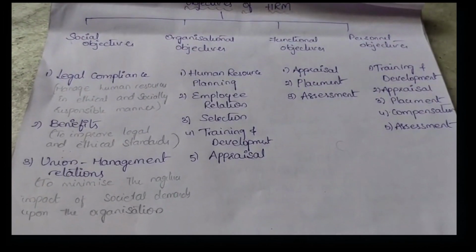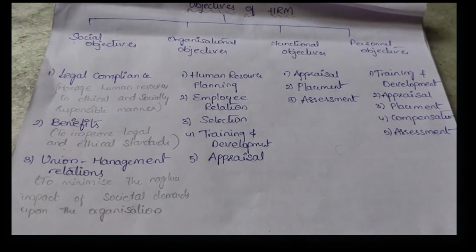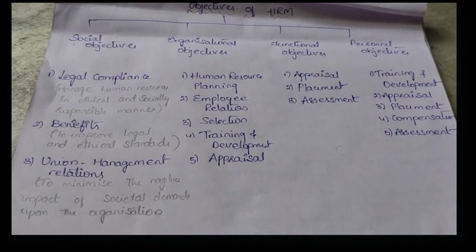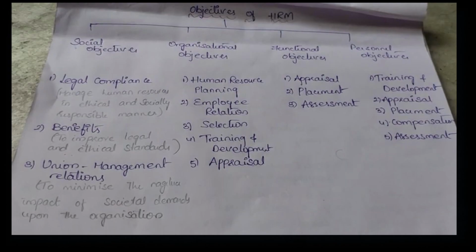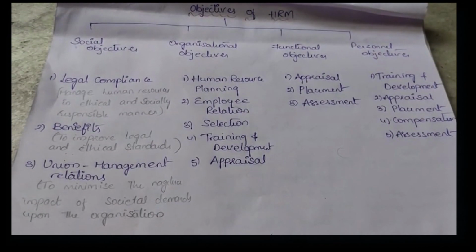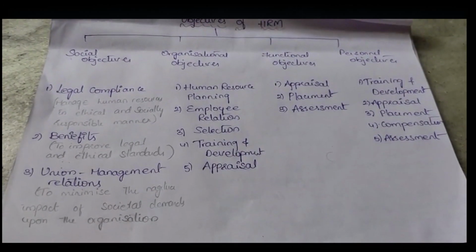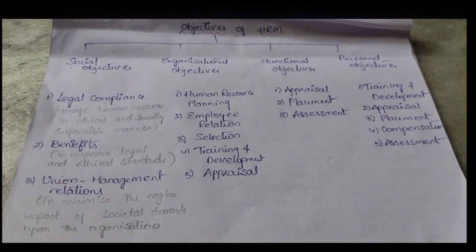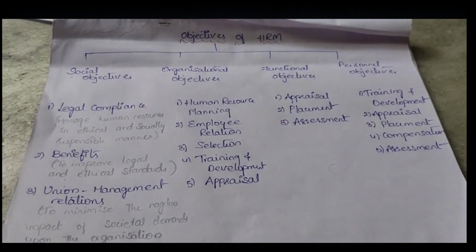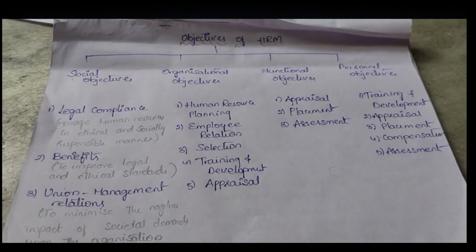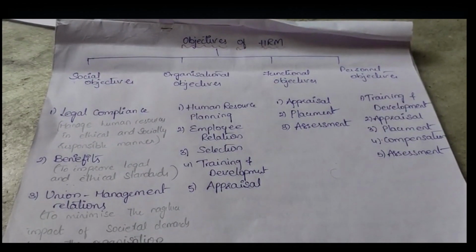Next, functional objectives. In functional objectives, first point is appraisal. In the same way as the fifth point of the organizational objectives, you can write the same here also. Next, placement. Placement means it is the process of assigning a specific job to each one of the selected candidates. So placement means assigning a job to the selected candidate. So that's it, you can write that point only. Next, assessment.